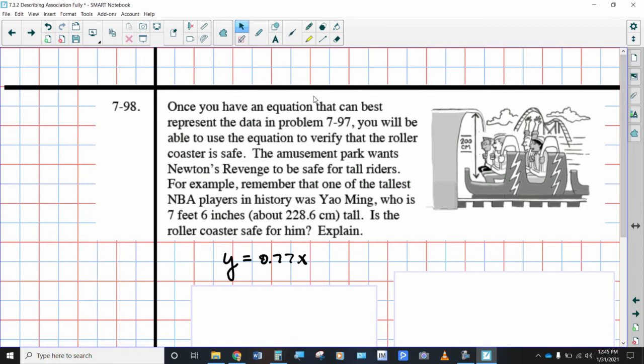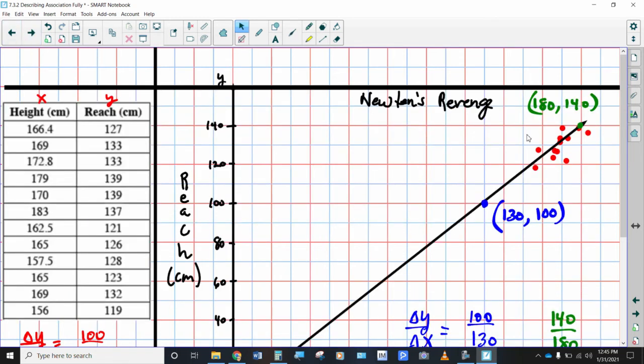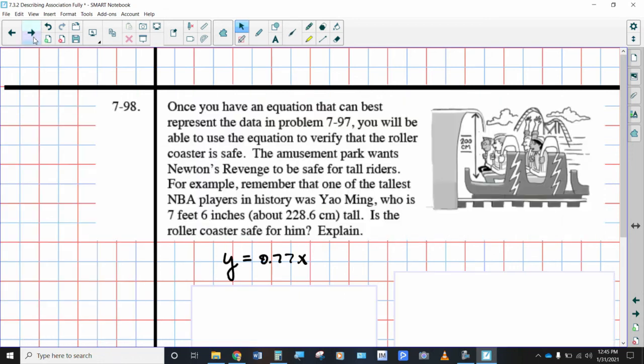So let's now decide if this is a safe roller coaster. For people of average height, the danger zone was at 200 centimeters, right? And we didn't have a single person that was over 139 centimeters in reach. So that gives you lots of room. That's like 60 centimeters of clearance, and that's with the tallest people. But this is a normal classroom setting. This does not include basketball players.